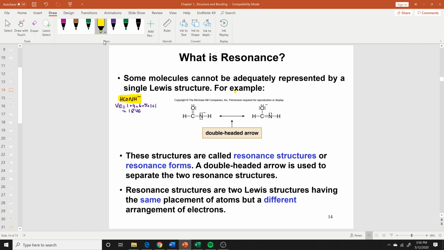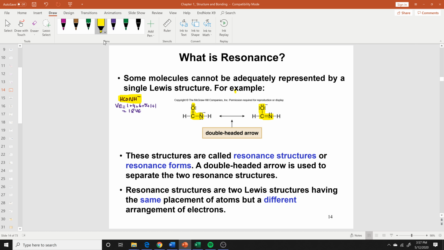How electrons are arranged. Between the carbon and the nitrogen, there is a single bond in one resonance structure, or in one Lewis structure. In the second Lewis structure, there is a double bond between the carbon and the nitrogen. And here I do have a double bond between the carbon and the oxygen. Here I have a single bond between the carbon and the oxygen. So see, the electrons basically are delocalizing. Delocalizing is a term that we use for the movement of electrons. So the electrons are delocalizing in this section over here.